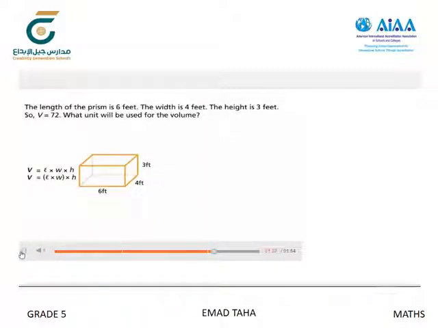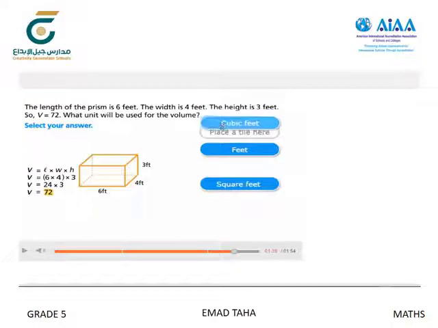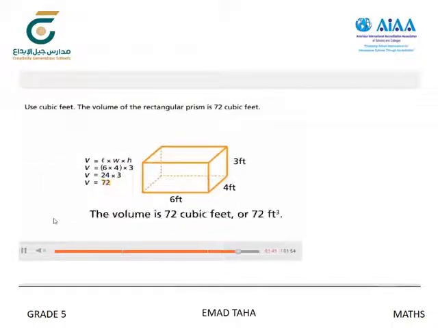The length of the prism is 6 feet. The width is 4 feet. The height is 3 feet. So V equals 72. What unit will be used for the volume? Select your answer. We have feet, cubic feet, and square feet. Feet for lengths and perimeter, square feet for area, and cubic feet for volume. Use cubic feet. The volume of the rectangular prism is 72 cubic feet.